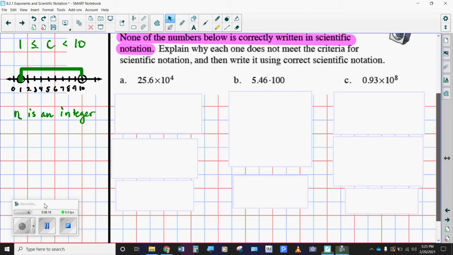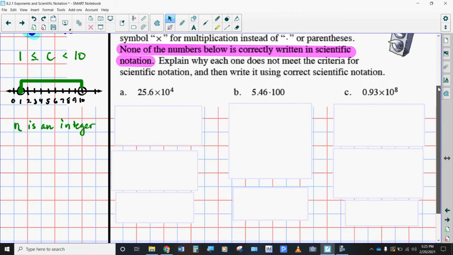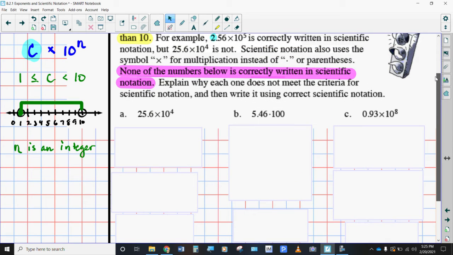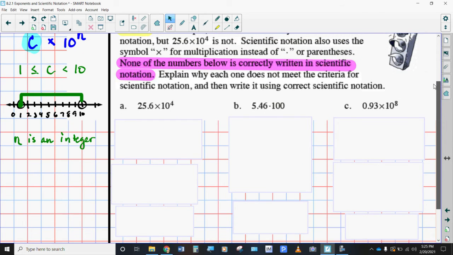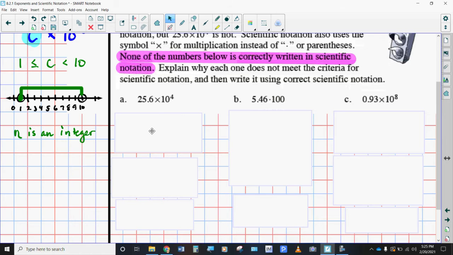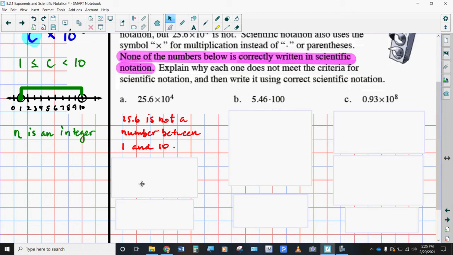Alrighty, let's see how you did. So 25.6 times 10 to the fourth. What's the issue there? Well, remember, that leading factor, the C, is supposed to be a number between 1 and 10, and that's 25. So we would want to fix that. So how do we go about fixing that?